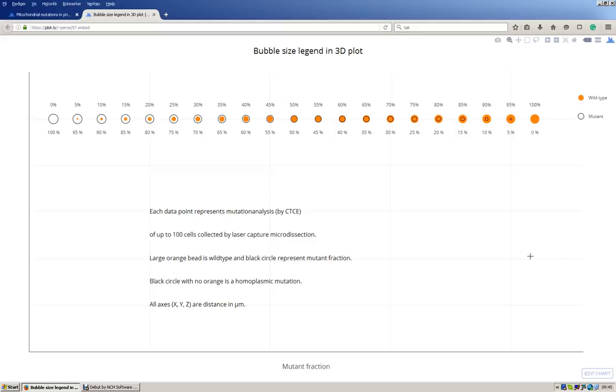This is a demonstration of the 3D plot, and here we have the legend. A black circle open is 100% mutant, while a completely orange bead is wild type. And then you have all the fractions in 5% increments going from 5 to 95 all the way over to 100. These are about 25,000 micron laser dissection cuts, which have been performed in 3D in various tissues.